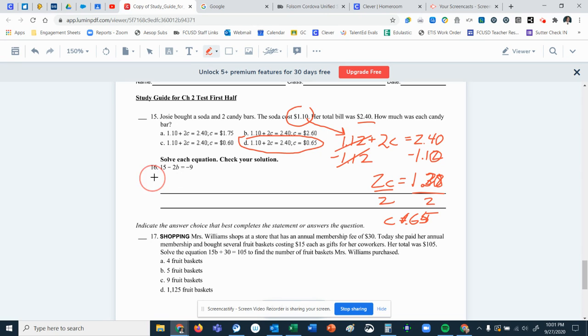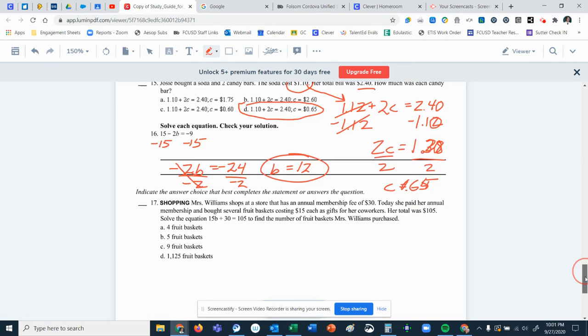All right, problem 16. Subtract 15 from both sides since that's my outside in number, and I get a negative 2b is equal to a negative 24. All right, divide by negative 2, and I get b is equal to a positive 12.